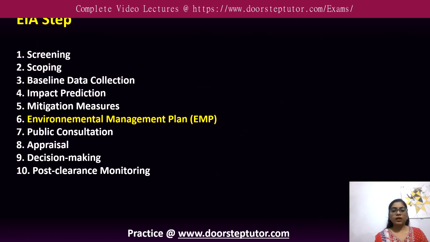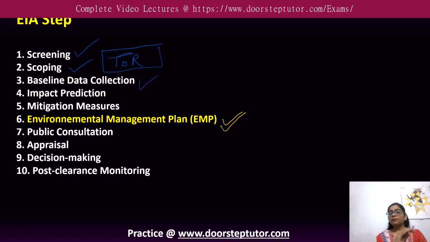Now, where does this EMP process fall in EIA step? We have already talked about the screening process where you screen out whether project requires EIA or not, and then what is the scope of the environmental protection for that particular project is what is known as scoping. Here you formulate term of reference, the draft TOR is planned here. And then baseline data collection. Baseline is the current situation of that particular area before the implementation of the project.